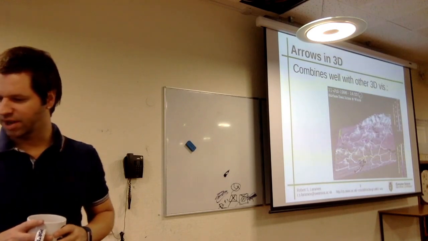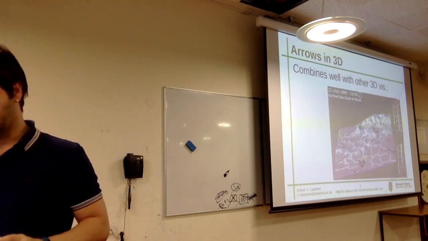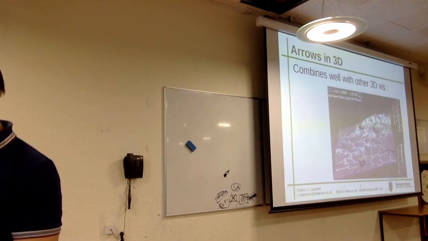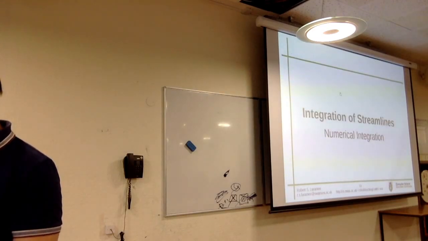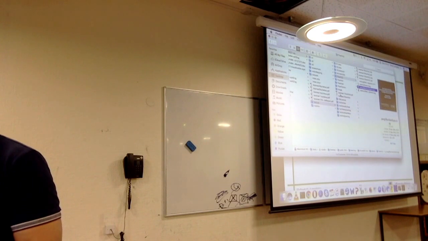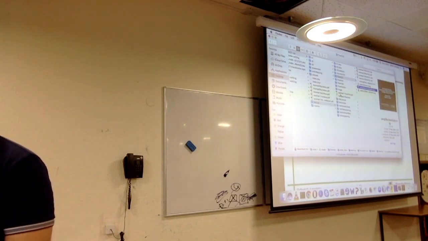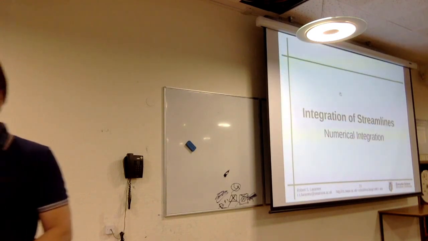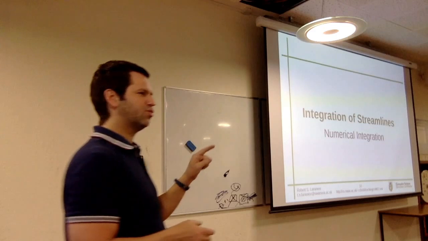And there's another example with the meteorological data. So that's a little bit about arrows. Do I have anything about arrows there? Except that we saw our vector glyph demo already. Now we're going to talk about streamlines, how to compute streamlines.